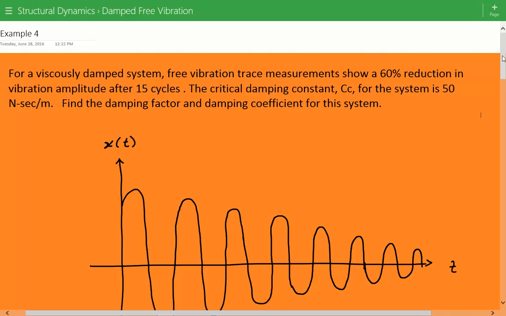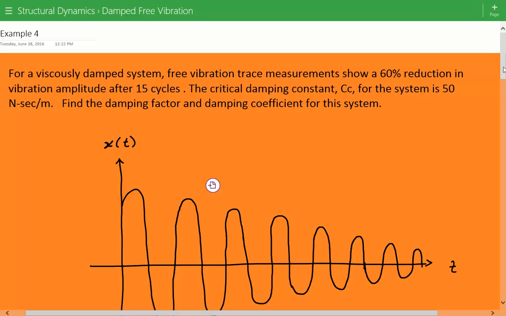Hey everybody, this is example number 4 for structural dynamics of damped free vibrations. The problem statement is: for a viscously damped system, the free vibration trace measurements show a 60% reduction in vibration amplitude after 15 cycles, and the critical damping constant C sub C for the system is 50 Newton seconds per meter, and we need to find the damping factor and the damping coefficient for the system.